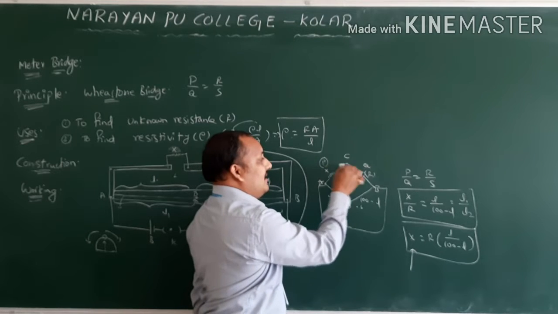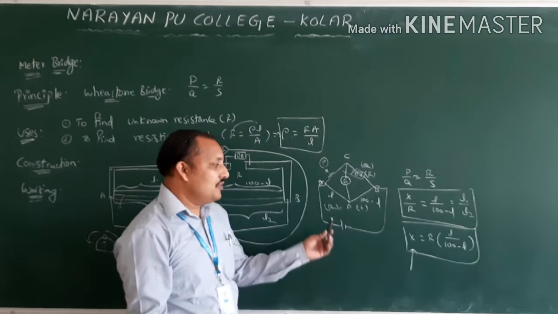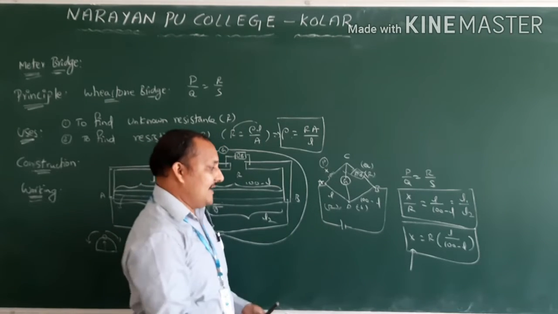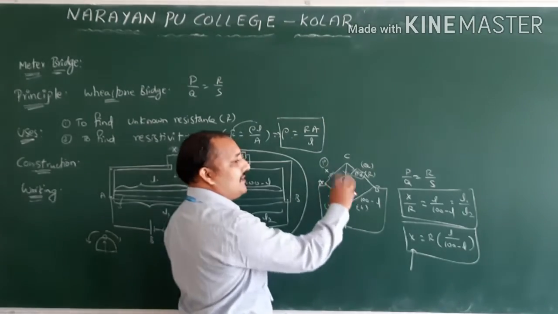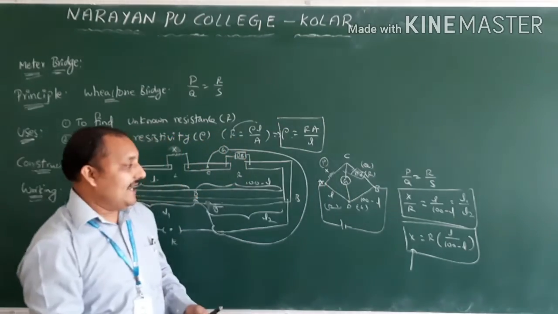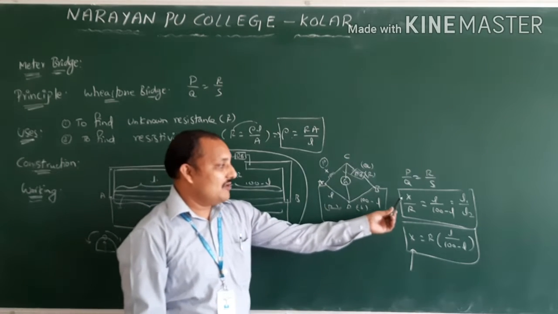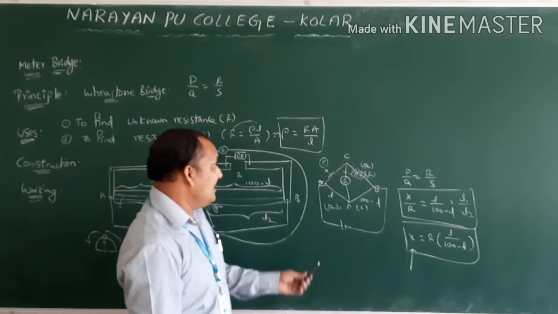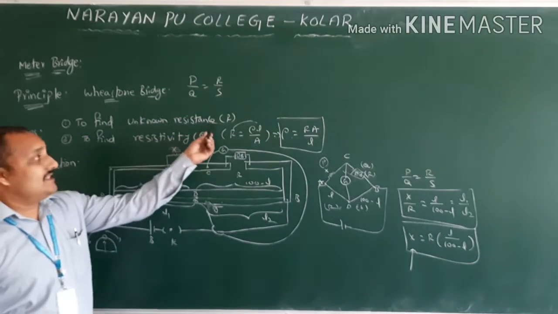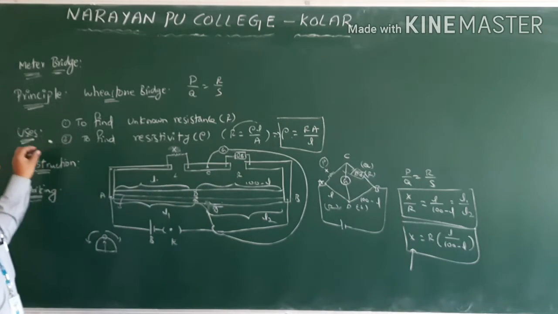I have drawn here P, Q, R, S to recall the Wheatstone bridge. You should not write this one in the exam, or in your notes also. Don't write this P, Q, R, S. I am just recalling the Wheatstone bridge diagram. You only have to write X by R is equal to L by 100 minus L. This one we found, the unknown resistance of the given Y, by using the meter bridge. This is one of the uses.